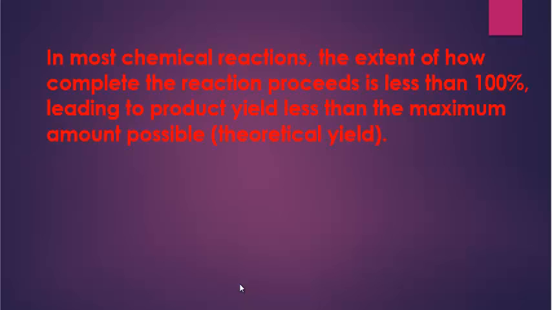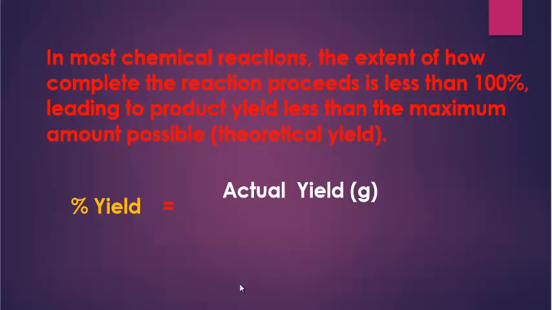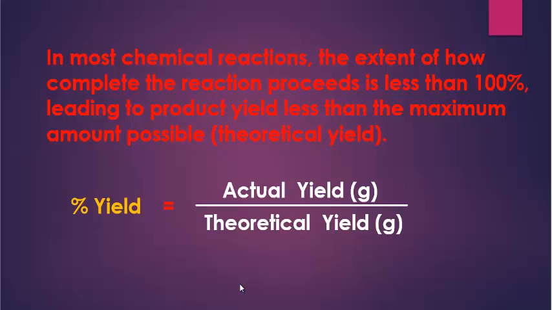Things get complicated in real life. In most chemical reactions, the reaction doesn't go to 100%, and so the product yield, the actual yield, is less than the maximum amount. So then I'll introduce you to the other parameter. It's called percent yield. Percent yield is calculated by taking the actual yield from the reaction, that's the measured value, and dividing that by the theoretical yield, that's the calculated value, and multiplying that by 100%.